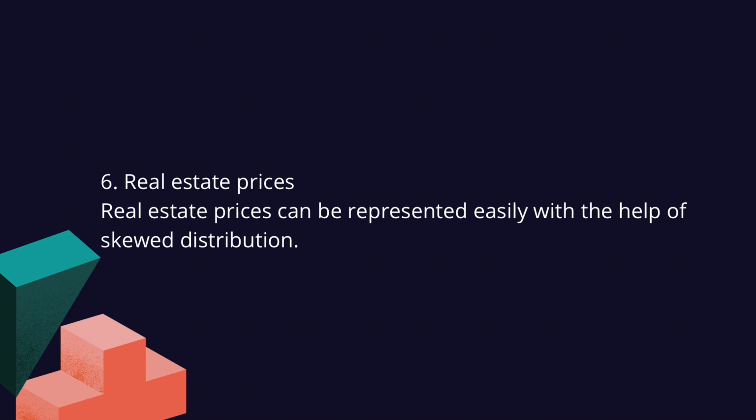And the next example is real estate prices. Real estate prices can be represented easily with the help of skewed distribution. Usually, most of the houses, plots, buildings, etc. have a lower value, while only a few of them are incredibly expensive. This means if the prices of all the real estate options available in a locality are plotted along a linear line, more values will be plotted on the left side, and only a few values will be plotted on the right side, thereby forming a tail on the right side. Hence, it forms a prominent example of a right or positively skewed distribution.